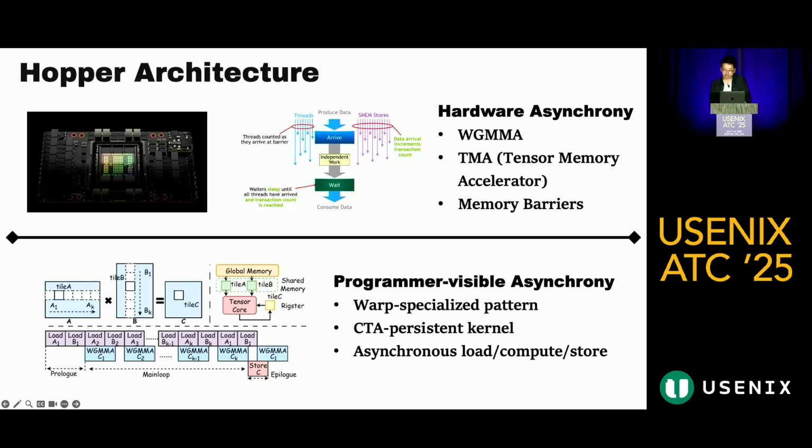A CTA persistent kernel launches a fixed number of CTAs, usually matching the number of SMs, so they stay resident and avoid the launch overhead. Another feature is multi-stage pipelining. It overlaps the different stages of the pipeline, for example, storing the results while we can already start the next stage of the compute. This boosts the overall throughput.